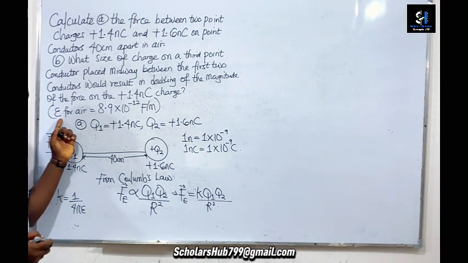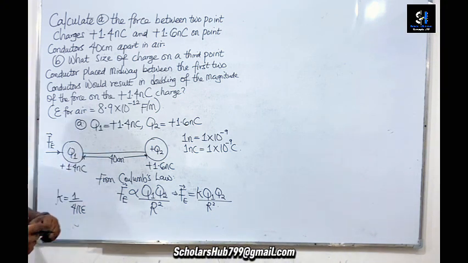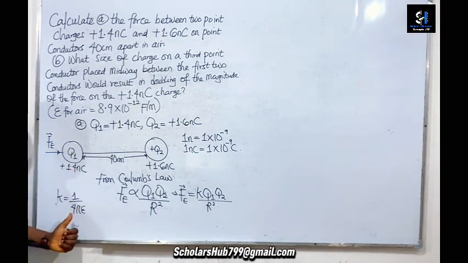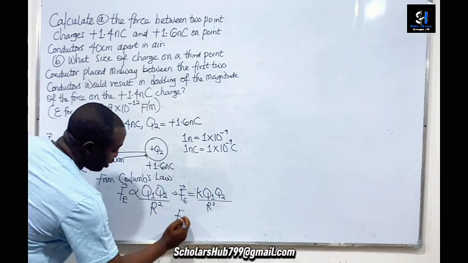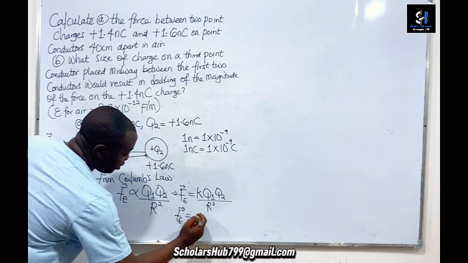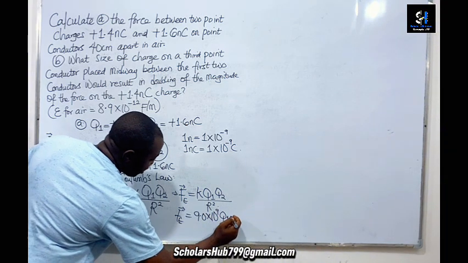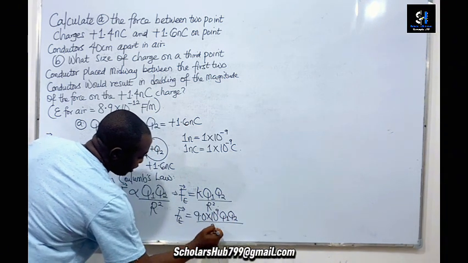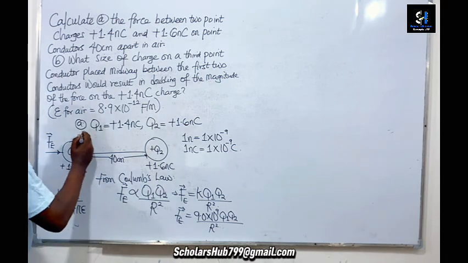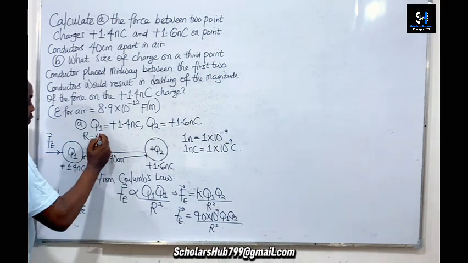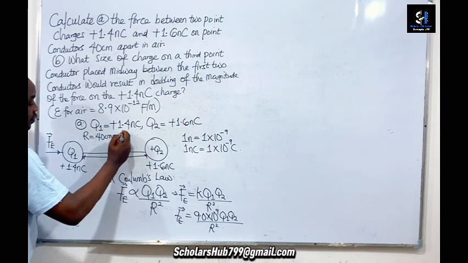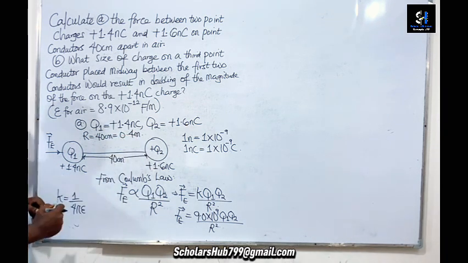And we're given epsilon to be 8.9 times 10 to the power of minus 12 farad per meter. So when we plug in the value for k, this formula will then be Fe equals 9.0 times 10 to the power of 9 multiplied by Q1 Q2 divided by R squared. Let's not forget that we're given the distance. The distance is 40 centimeters, and 40 centimeters will be 0.4 meters.